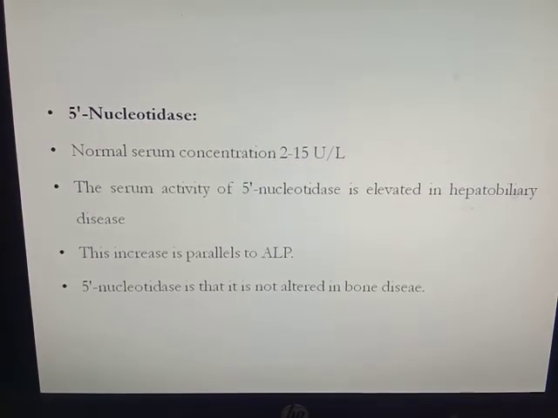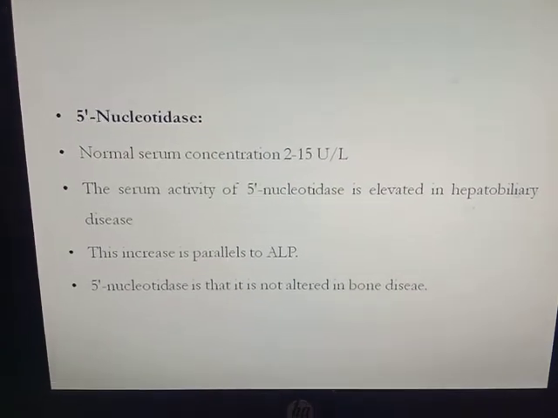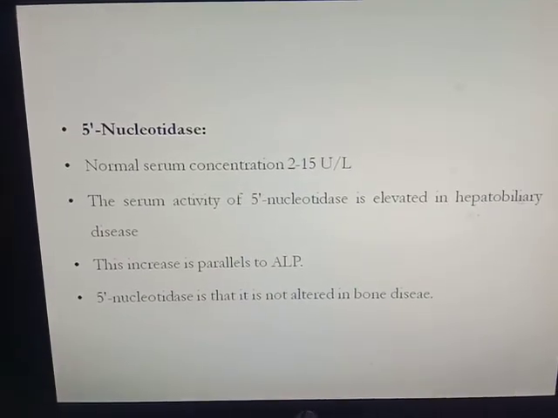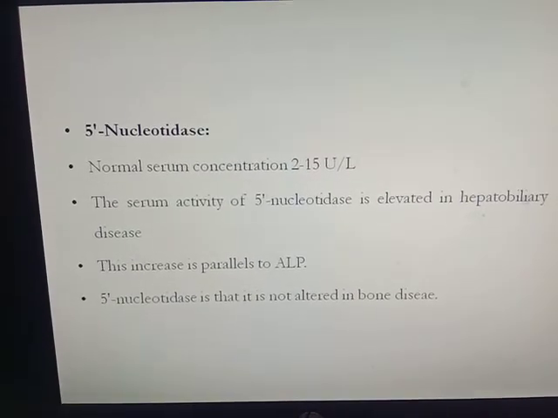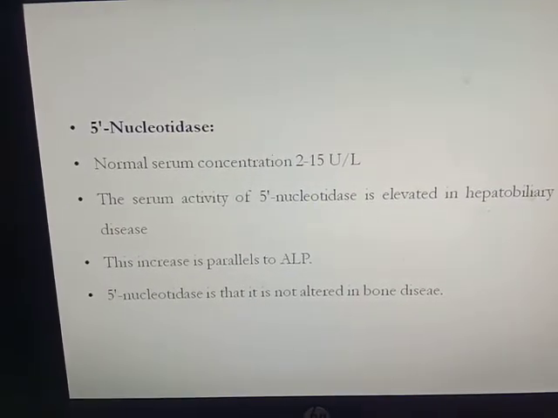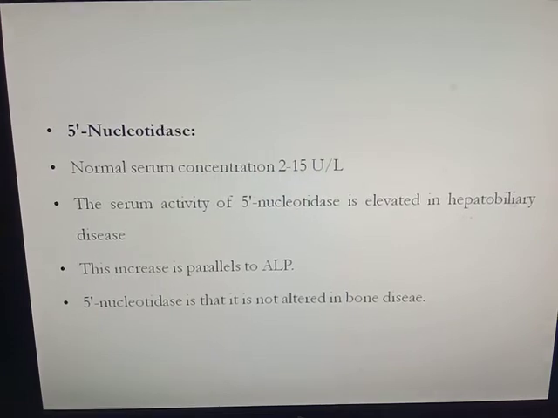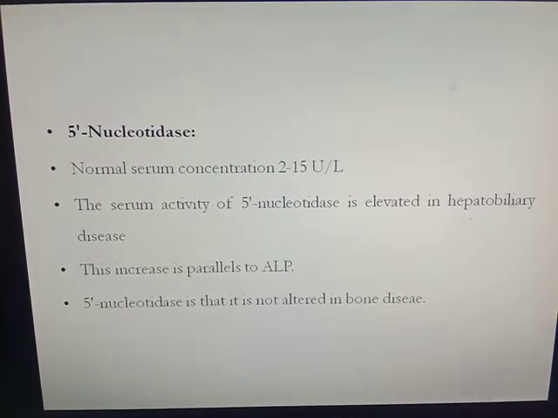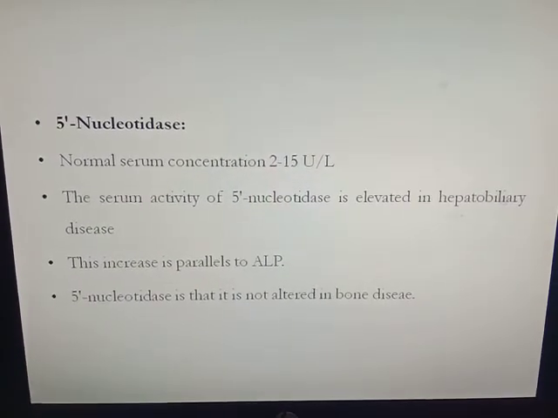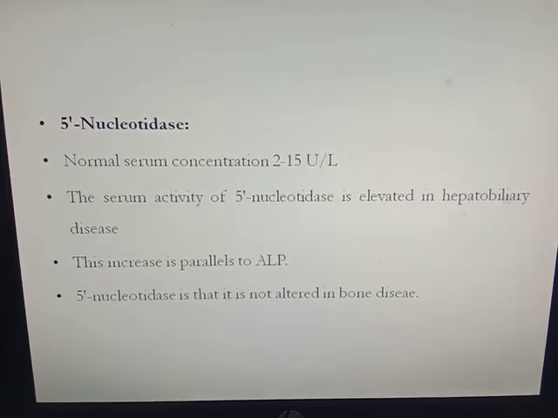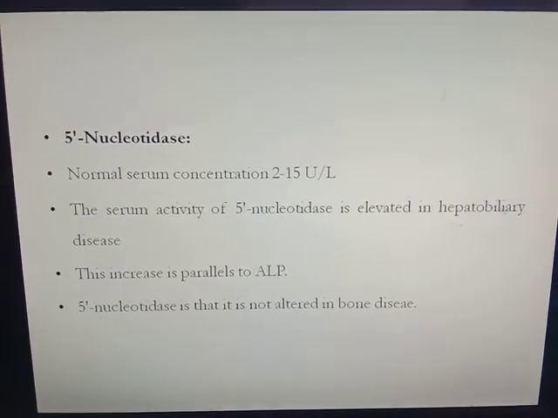The 5' nucleotidase is not altered in bone disease. Means the concentration of 5' nucleotidase is normal in bone disease. So if you estimate alkaline phosphatase along with 5' nucleotidase, and both increase, there is a problem with liver function. But if ALP is increased and 5' nucleotidase is normal, it indicates bone disease, because ALP increases in both liver problems and bone problems, whereas 5' nucleotidase only increases in liver problems.